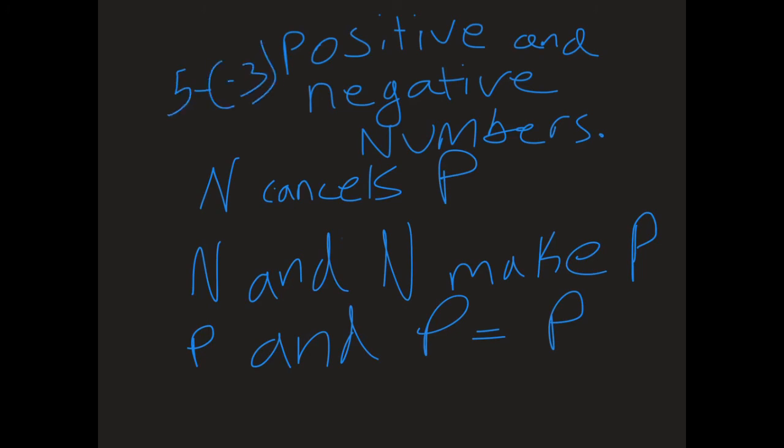When you have two negative signs like this, one right here and one right here, you take them and replace them with the positive sign. So you take these two negative signs and you replace them with a positive sign. And of course, a positive number and a positive number, they just make a positive number. And those are the three rules I just had to share with you.